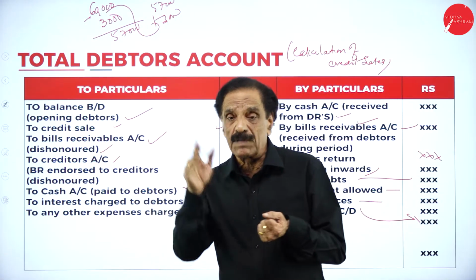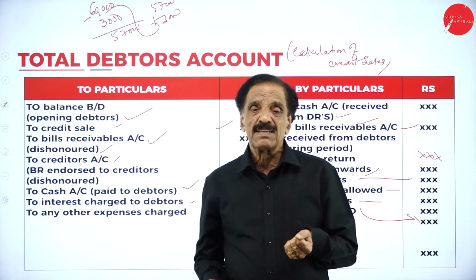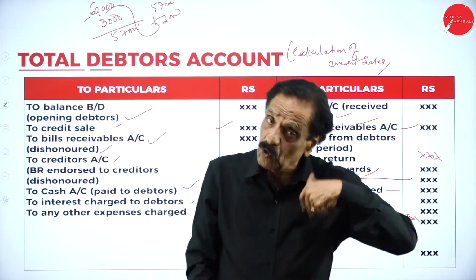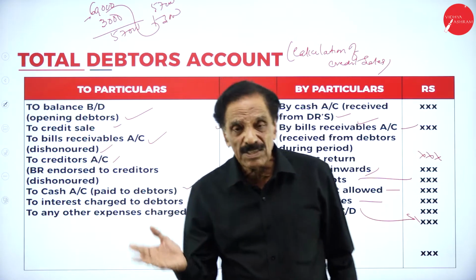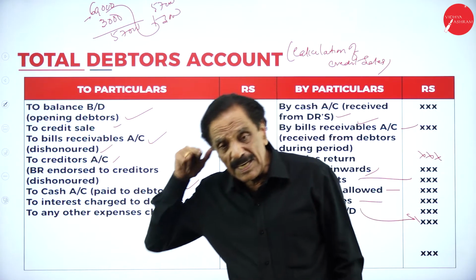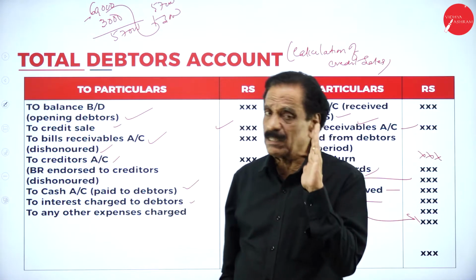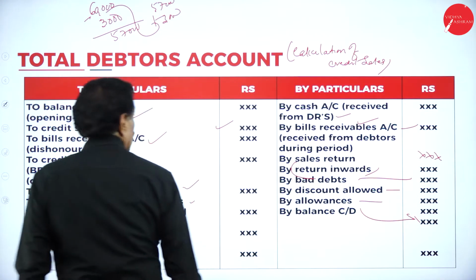Cash paid to customer, the debtor account will be raised. You have made the sale to the same customer, and you are going to pay the money also. Naturally, the debtor account will be raised. If any interest is charged on that amount also, the debtor account will be raised. That's a point. Come back here.